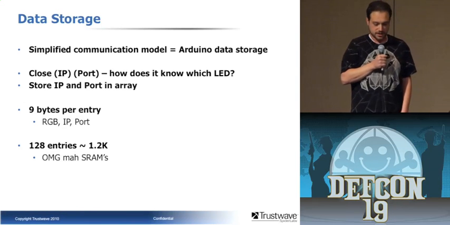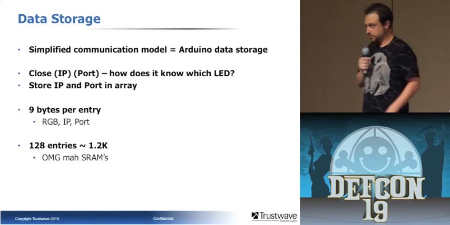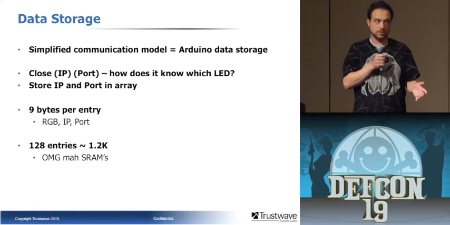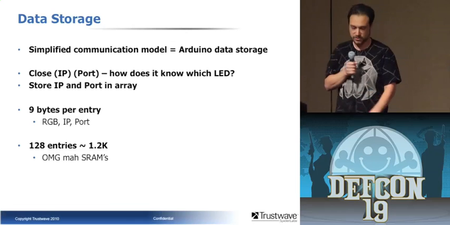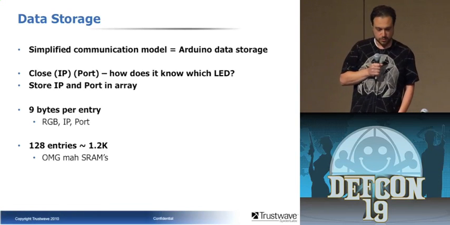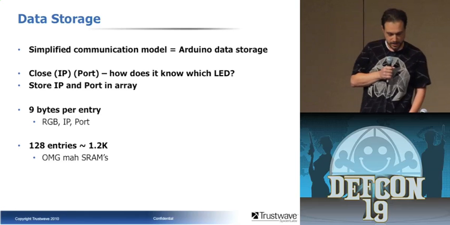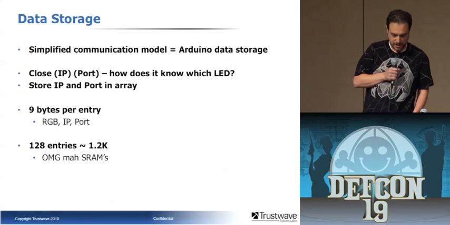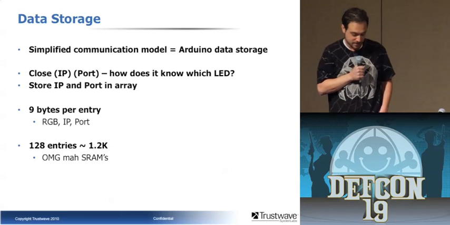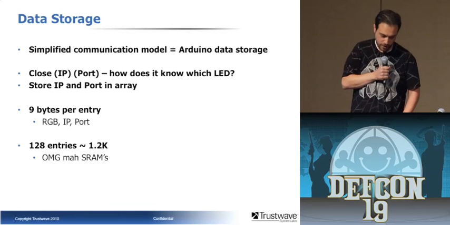So I couldn't do that because the Arduino had to be smart enough to know, when I say close, where it's at. It has to know that I'm going to close the session. So how would I do that? I store the IP and the port in an array. There's 9 bytes per array. I had to do the math. It came out to like 1.2K. I was like, oh my God, I took up 1.2K. That's such a beast. It's like bloatware, you know?